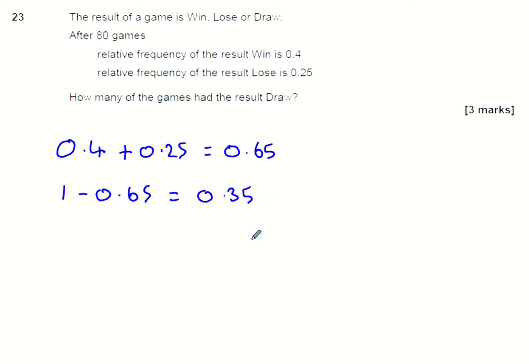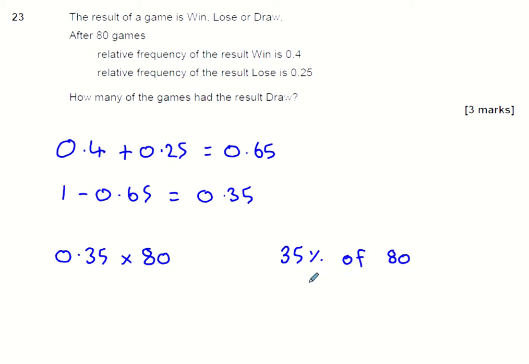We now actually need to say how many games that represents. And you have two ways of doing that. You can either do the calculation of 0.35, the relative frequency of drawing, multiplied by the number of games, so the number of trials. That will give us the correct answer. Or you could recognize that 0.35 is the same as 35%, and you can work out 35% of 80.